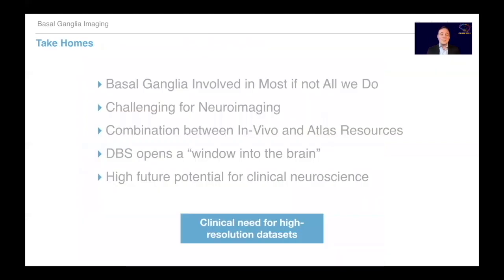As take homes, I think the basal ganglia are involved in most, if not all, of what we do. So they are important, probably also to you and to your science. They are challenging for neuroimaging. And I think a combination between in vivo and atlas resources is really fruitful going forward. Deep brain stimulation can open a window into the brain to peek into what's happening down there in these obscure structures. And I think there's high future potential for clinical neuroscience. And again, also for all the imagers out there, there's a clinical need for high resolution data sets. So share your ultra high resolution data sets with us. They can be really helpful to study patients.